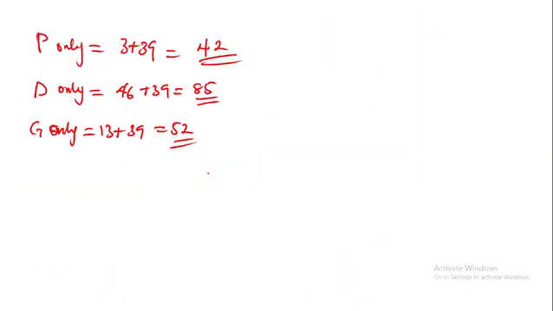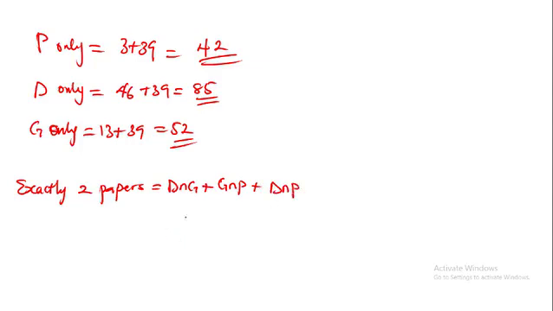Those who read exactly 2 papers is the intersection of D and G plus intersection of G and P, and plus an intersection of D and P. Okay, so what's the value of D and G, P and G, and D and P?